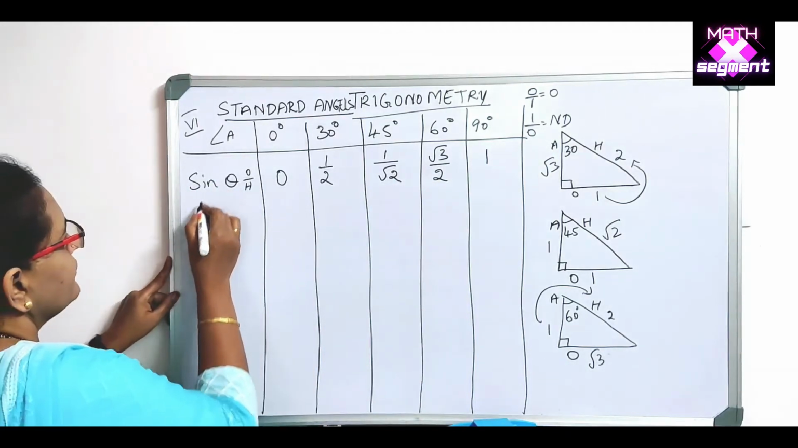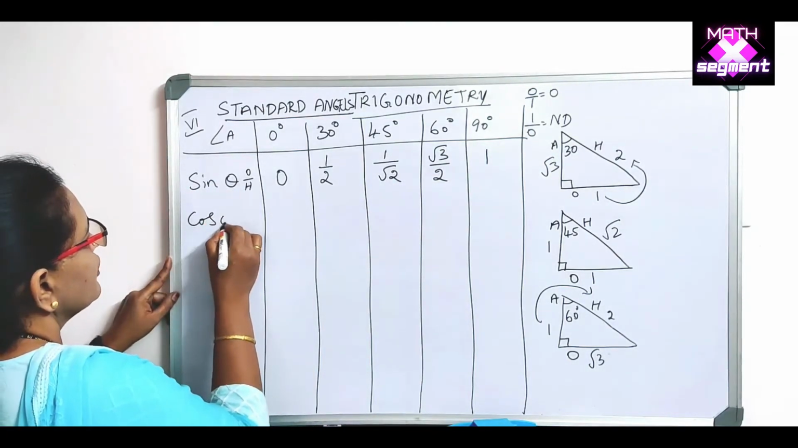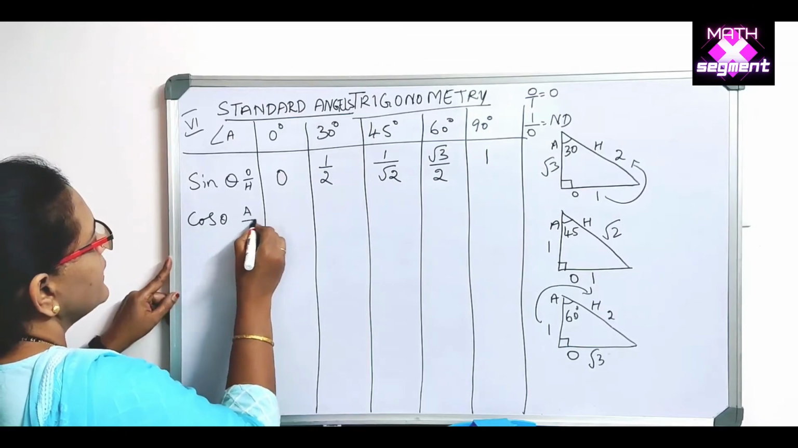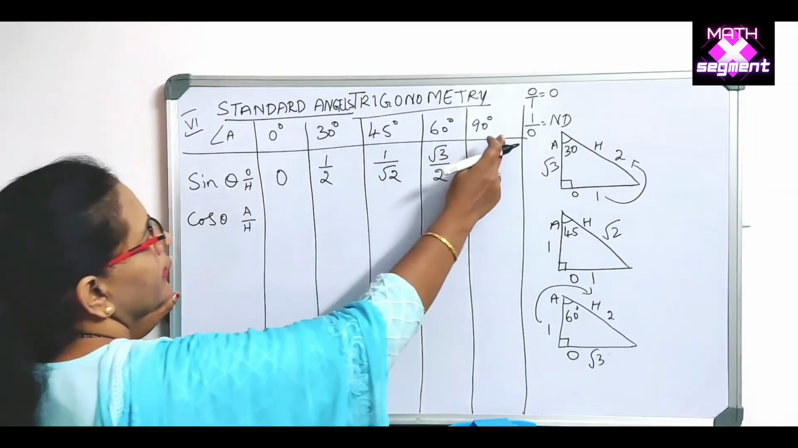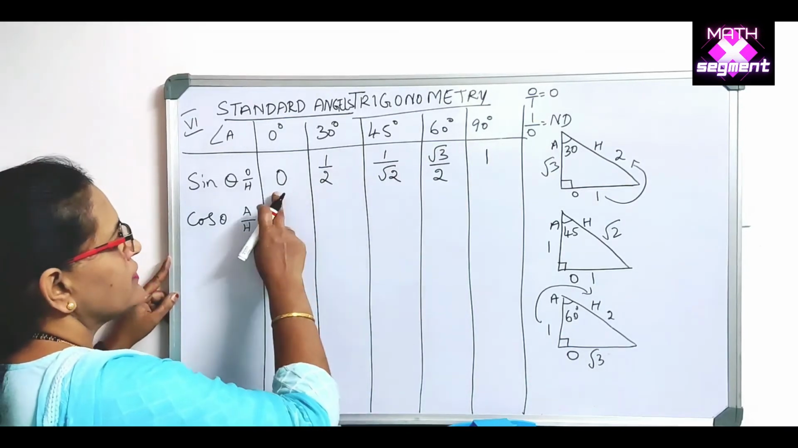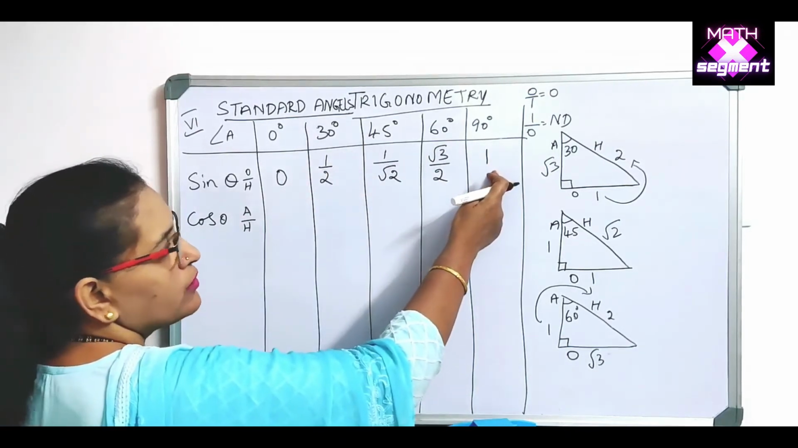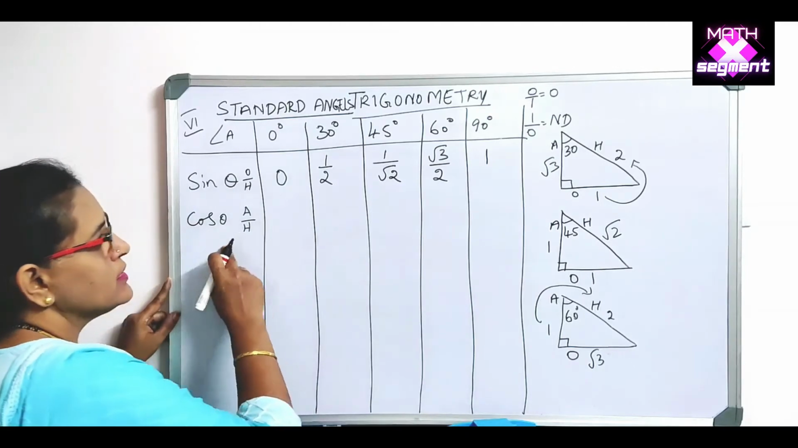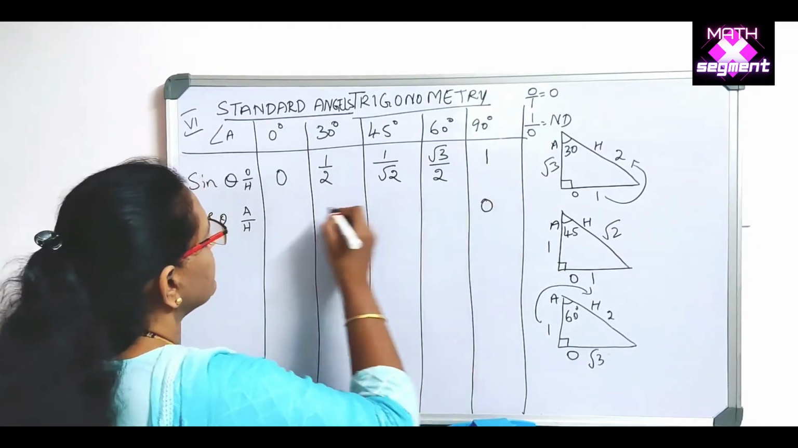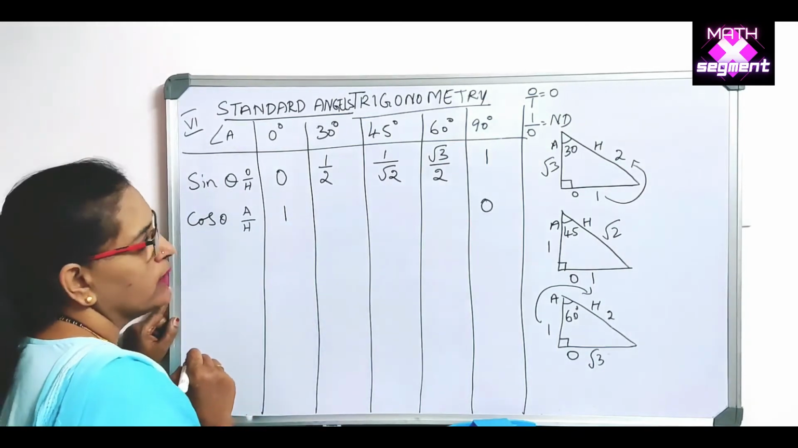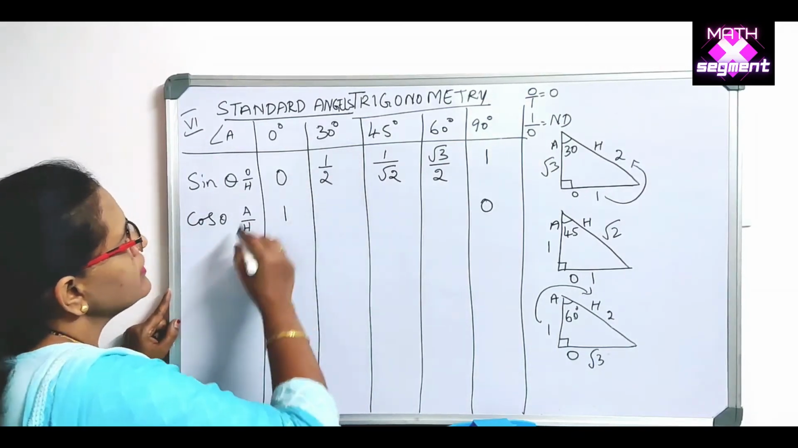Now next comes after sine, that is cos. Cos theta is what? Adjacent by hypotenuse. So now talking about sine 0 and 90, we have started from the left with 0 and written 1 to the right. But in cos theta you start from the right, that is here you can write 0 and here you can write 1.